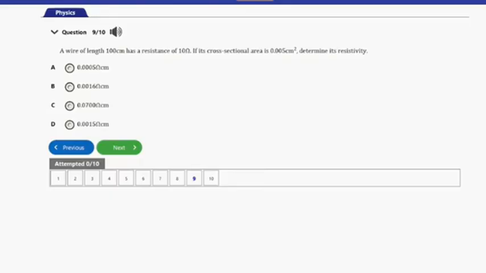So when we calculate this, we're going to have 0.0005 ohm cm. So that's it for this question. Option A is the answer to this question. So let's go ahead and consider the next and last question, guys. So that's question number 10 here.